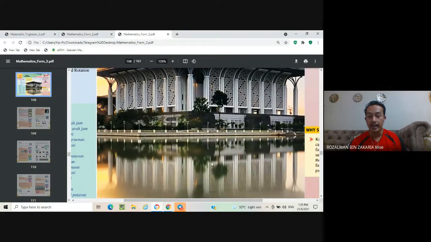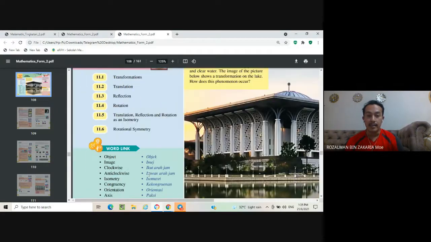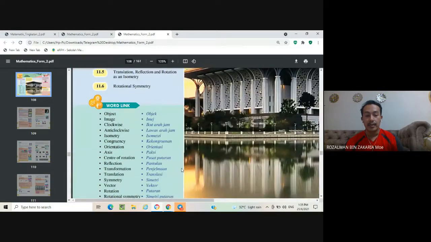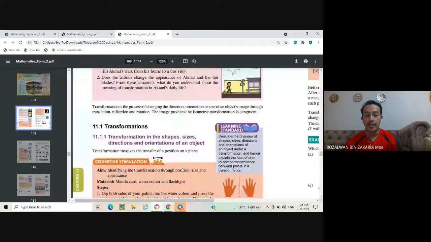So as you can see there in the water here, this is the image of the object here. This image happened because of the transformation. For the transformation, there are a few types, such as translation, reflection, and rotation. All right, so we go to the first subtopic.